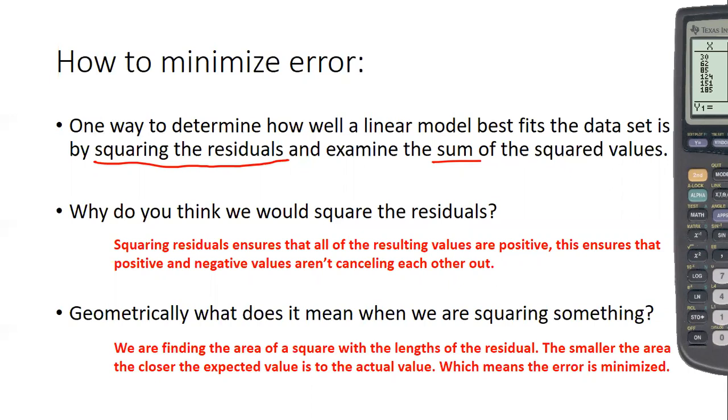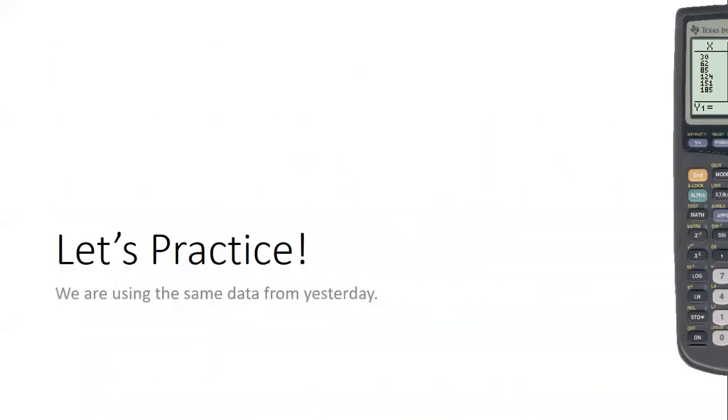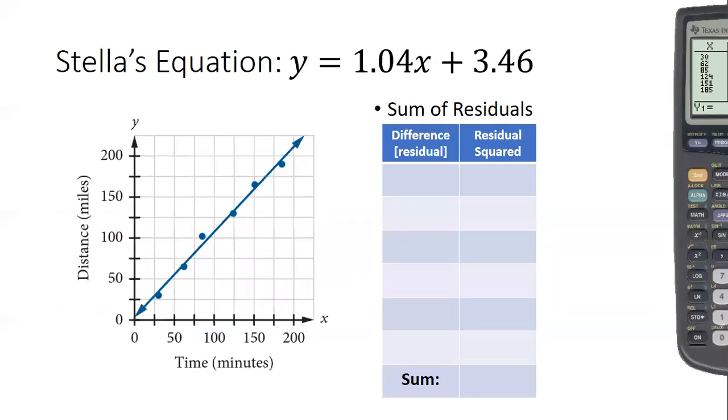We're still using Stella, Jasmine, and Brandy. We're still using their data. They're still our friends. Don't freak out, this slide is about to go away. You have been warned. We're going to practice. So I need someone to tell me what were the residuals from Stella's information yesterday. What were her residuals?